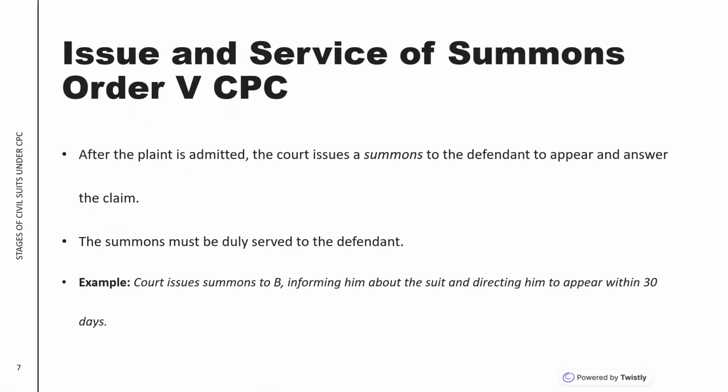So the next stage is issue and service of summons under Order 5 of the CPC. After the plaint is admitted, please pay attention here, because the plaint must be admitted in order for the court to issue summons. If the plaint is rejected, then the summons stage will not start. So once the plaint is admitted, the court then issues a summons to the defendant to appear and answer the claims. Usually the defendant has to appear on a particular date which is mentioned in the summons.